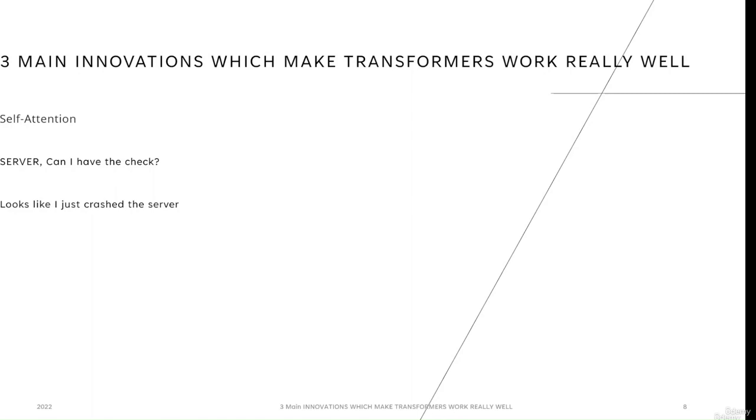Let's look at the example in the slide by looking at the context of surrounding words. Self-attention helps the neural network understand a word in context and the words around it. "Server, can I have a check?" is diametrically opposite from "Looks like I crashed the server," despite the word being server in both. If you understand the context and if you are trained on it, you can make better inferences.